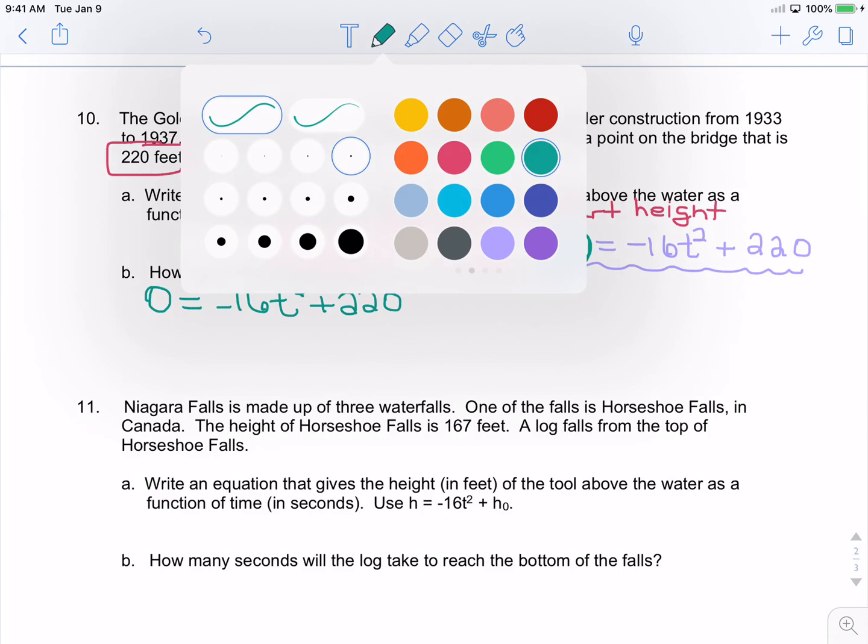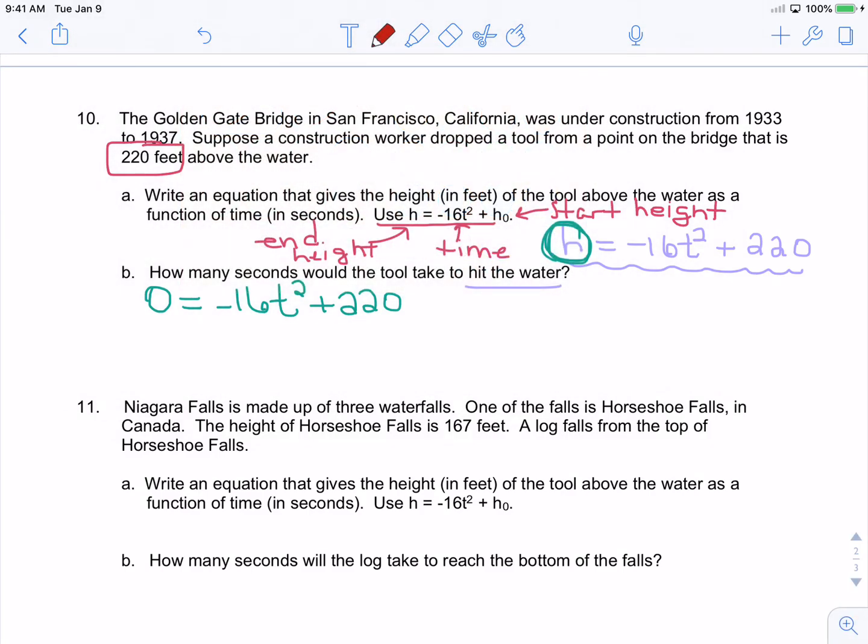Now we're going to solve this equation just like we solved the ones above. So I need to get the t squared by itself. We'll subtract 220. 0 minus 220 is negative 220. Now I need to still get the t squared by itself, so divide by negative 16. Remember, this is a word problem, so you can put this in your calculator. You're going to get a decimal. So negative 220 divided by negative 16, I have 13.75. So t squared equals 13.75.